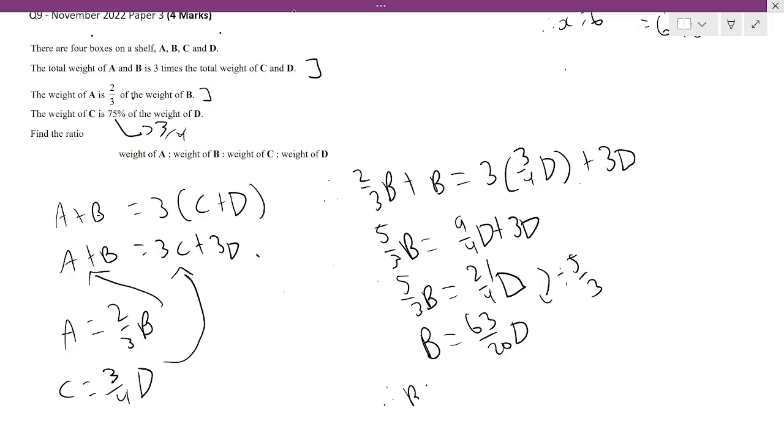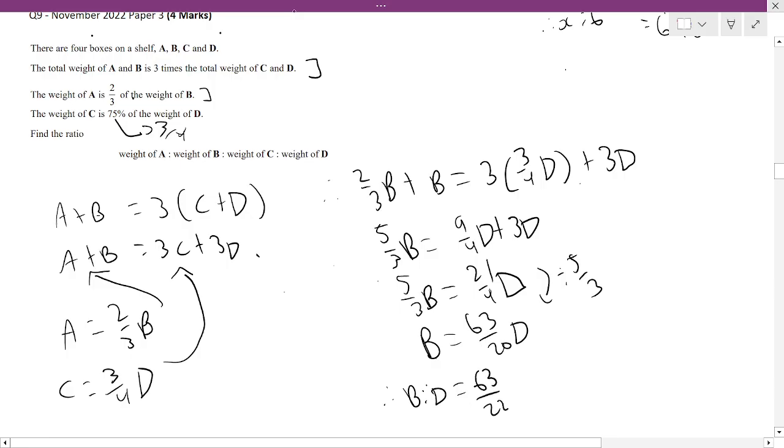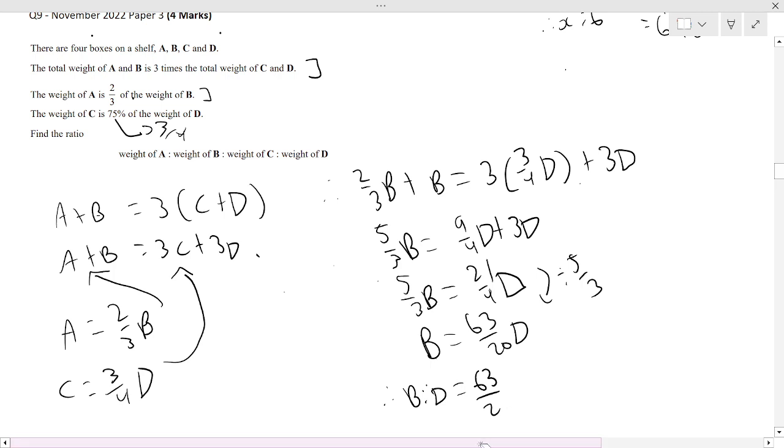That means that the ratio b to d has to be 63 over 20 to 1, because for every d, every part of d, we have 63 over 20 lots of b, because of this formula here. That's what this ratio is telling us here. We can convert between them. Hopefully you can see that.